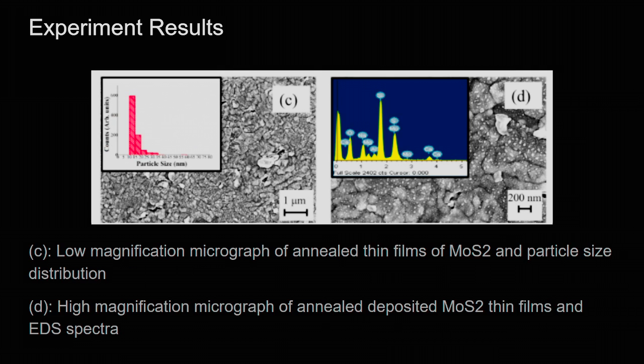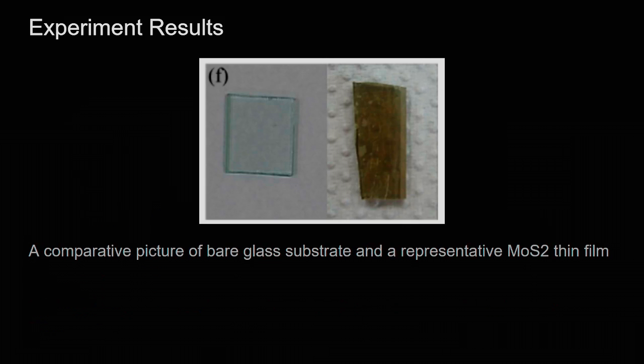Here's another set of images and data. On the left, we have a low magnification micrograph of the annealed thin films and its particle size distribution. And on the right is the high magnification of the annealed thin films and an EDS spectra. And lastly here is a comparative result of a bare glass substrate and a representative MoS2 thin film. Like I said, this data was used to further analyze and measure thin films in many different ways, which I will not be going into for this presentation.